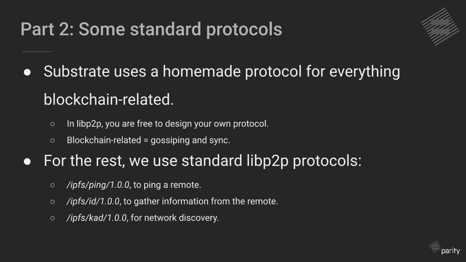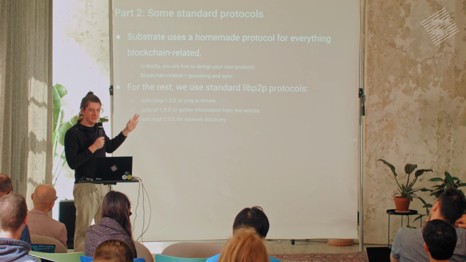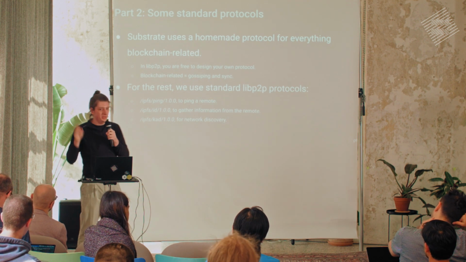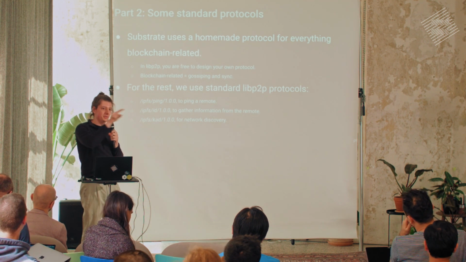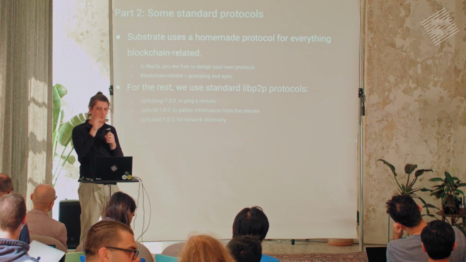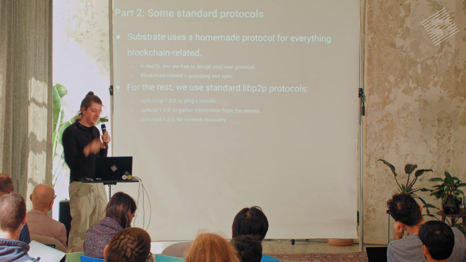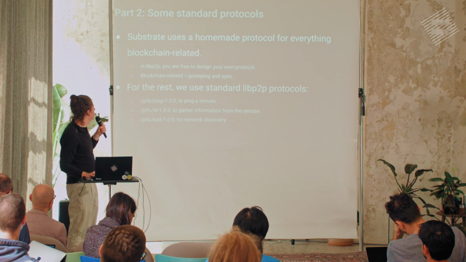So which protocols do we use? More in detail. For Substrate, for everything blockchain related, we have a homemade protocol. So in libp2p, you are free to design your own protocol, and that's what we did with this one. I didn't mention its name, but it's what you use in the protocol ID of your chain specs. When you write your chain specs, you have a field protocol ID, and you write a three-letter word, and that's the name of a protocol that we negotiate with other people. And that's used for everything blockchain related, which means gossiping and sync.